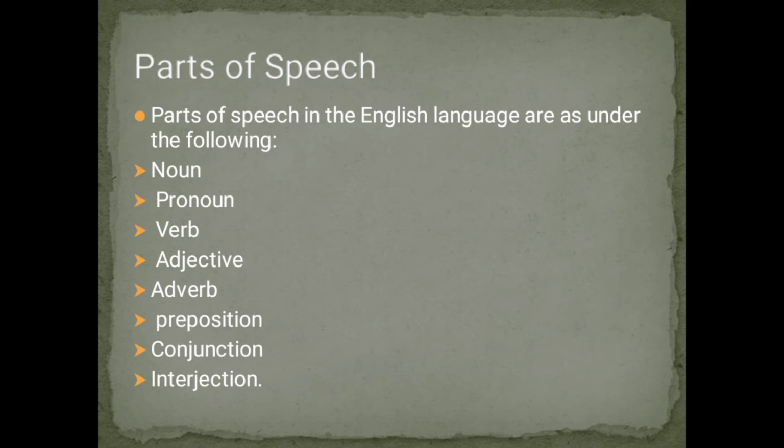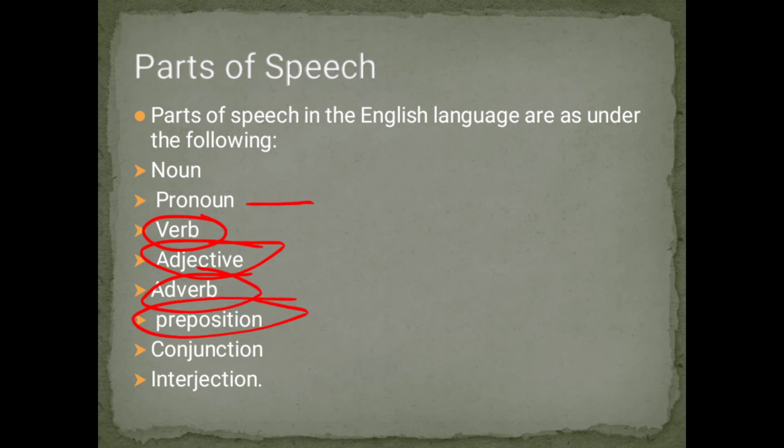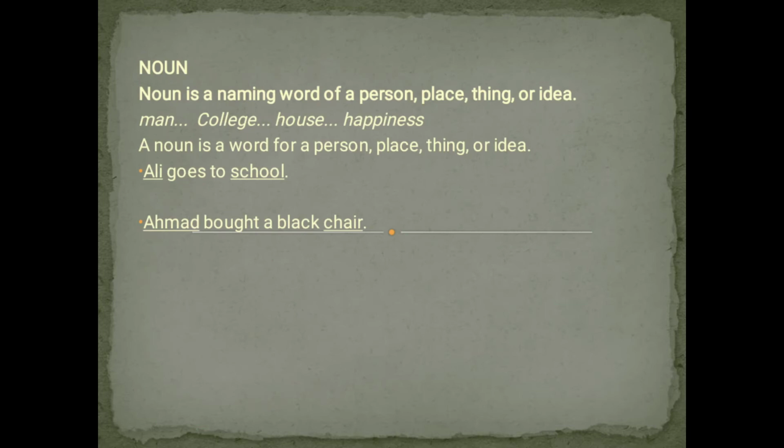Noun, pronoun, verb, adjective, adverb, preposition, conjunction, and interjection. So the first we have is noun. What is a noun? A noun is a naming word of a person, place, thing, or idea. We use nouns for names, for example, college, school, university, Peshawar, Islamabad, happiness, house, man, etc.